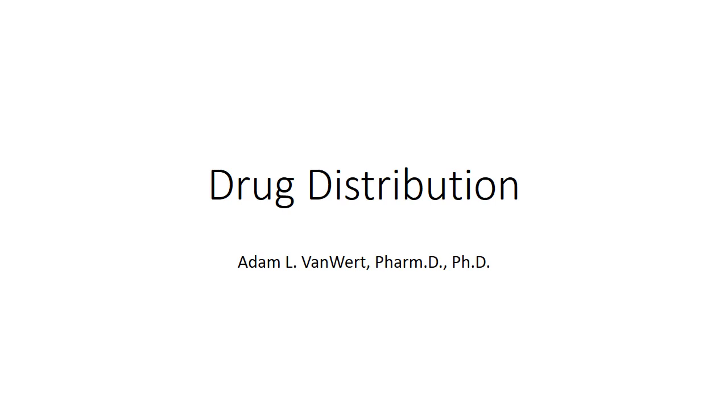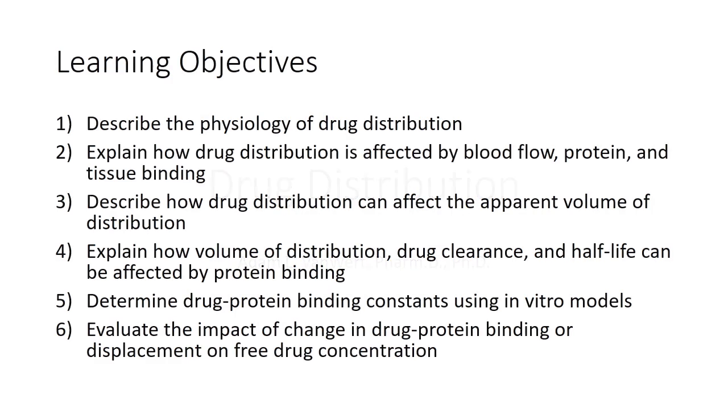And yeah, some of this will be on the test, some of the volume of distribution calculations and that kind of thing. Out of all the lectures, this is probably one of the shortest lists of learning objectives that I have. And those are to describe the physiology of drug distribution. So yeah, we're going to bring back a good amount of anatomy and physiology, but then in the context of drugs. Explain how drug distribution is affected by blood flow, protein, and tissue binding.